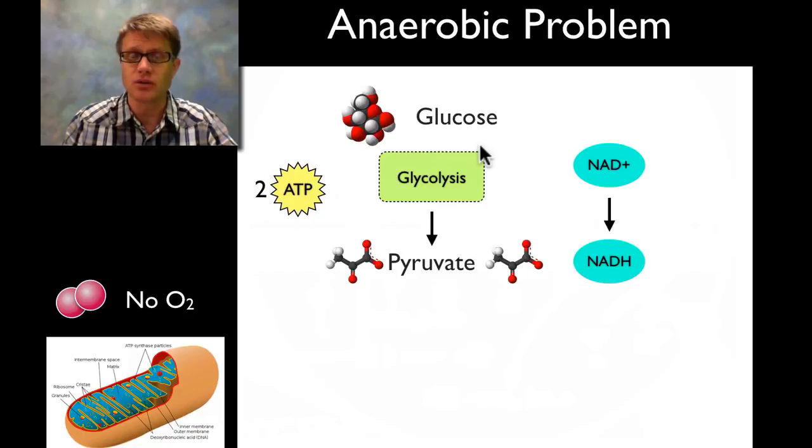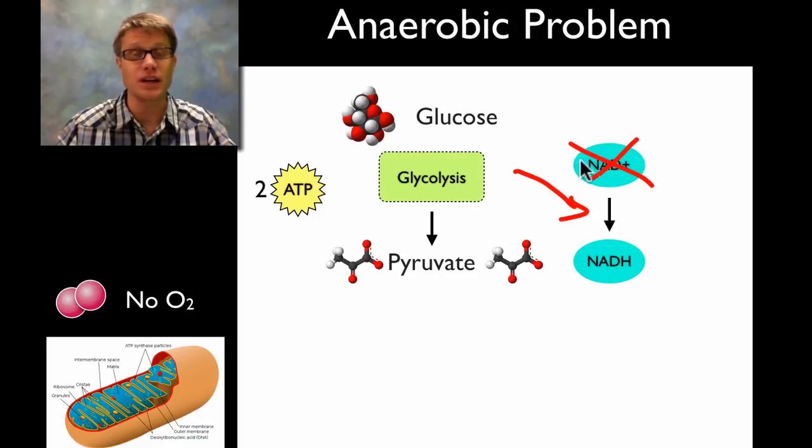It's okay to take glucose during glycolysis and break it into 2 pyruvates because you're going to make a little bit of ATP, but the problem is that you're adding those electrons to NAD plus, transferring it to NADH, and so pretty much there's no more NAD plus. And so glycolysis has to shut down. Even though we can make a little bit of ATP with each breakdown of glucose, eventually there's no NAD plus, and so the whole process has to stop.